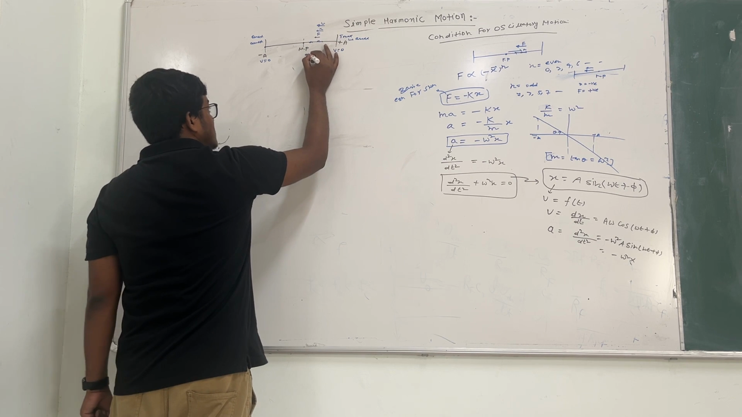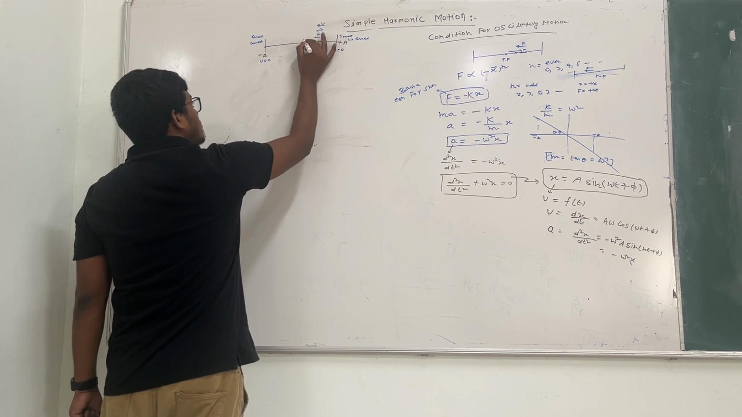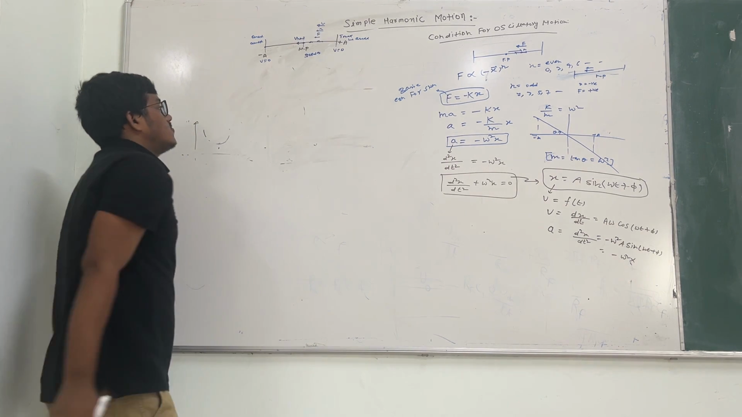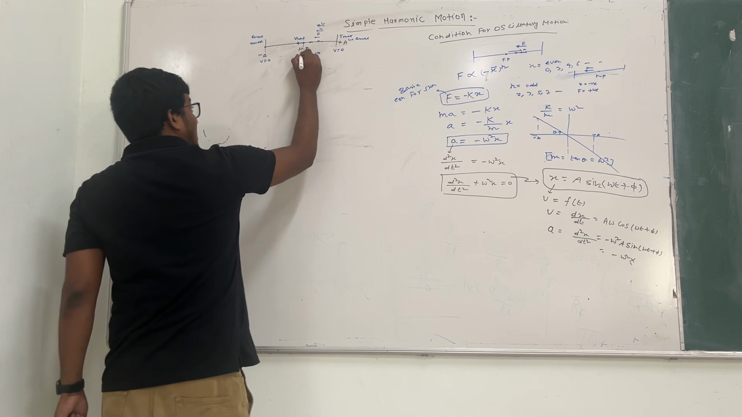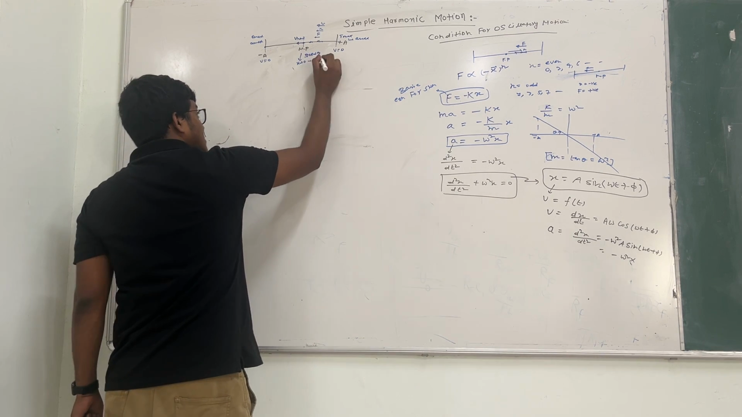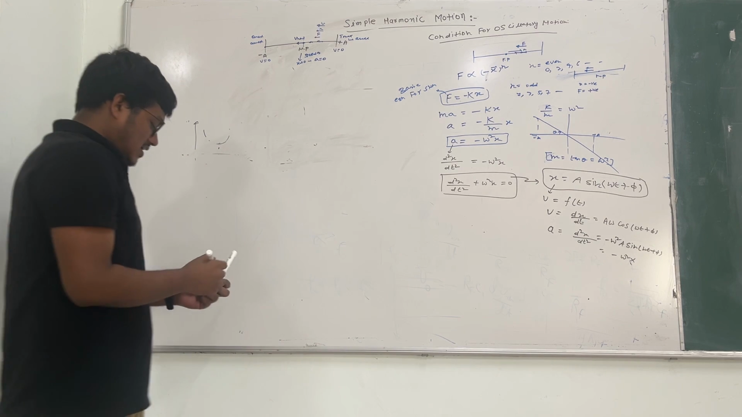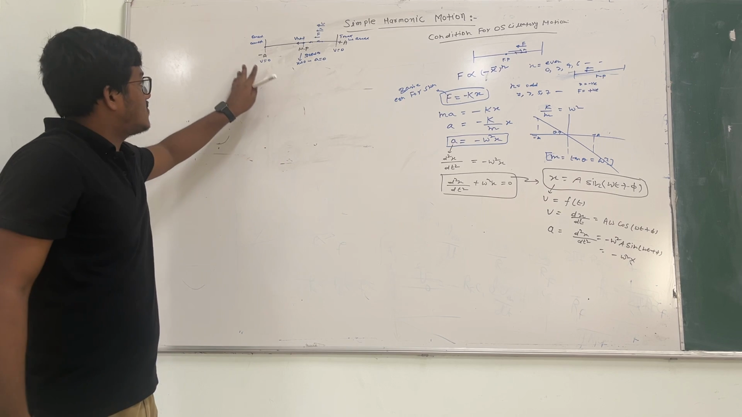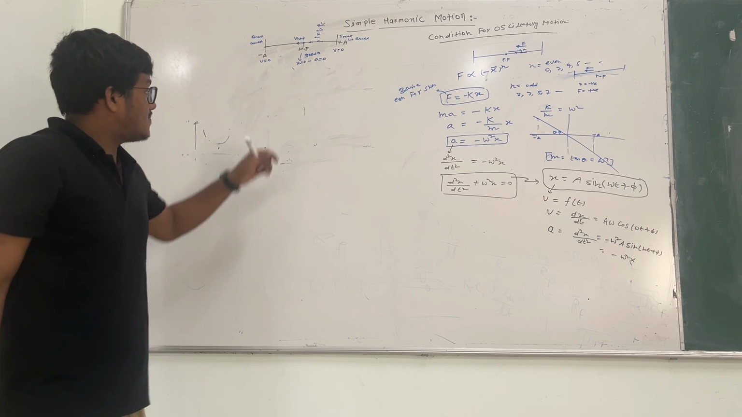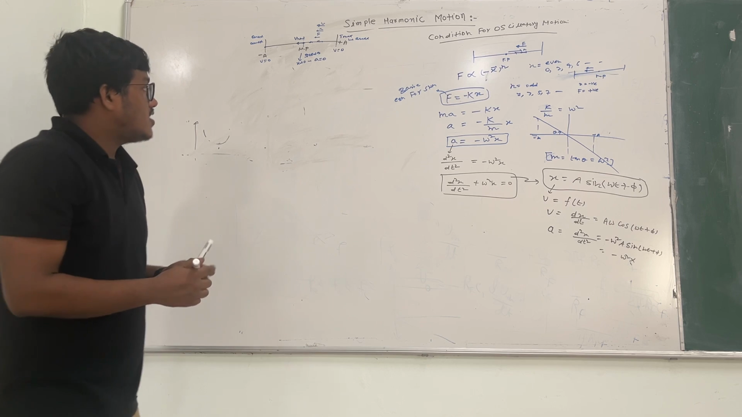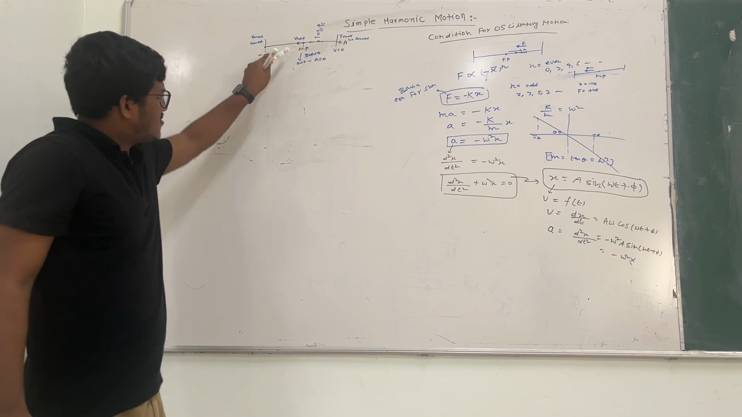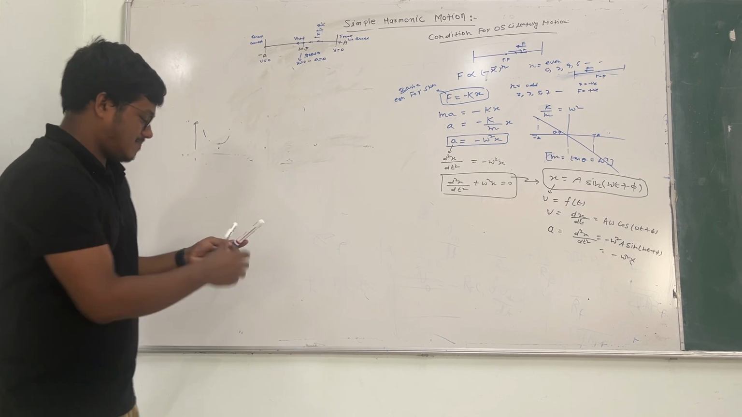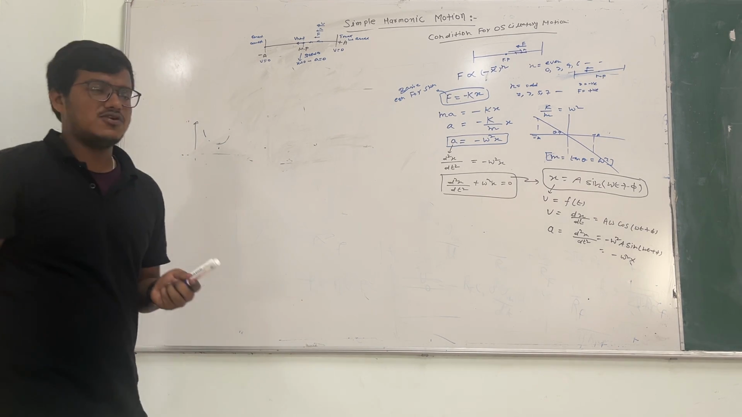So speed is varying. When the particle comes to the mean position, it will have the maximum speed. At that point the force is zero, which means acceleration is zero. So what we have seen is that at the extreme position the force is maximum and the acceleration is maximum, and at the mean position the velocity is maximum. If velocity is maximum here, the kinetic energy is also going to be maximum. We will see that when we deal with kinetic energy and potential energy.